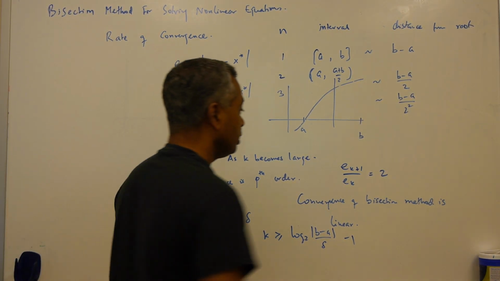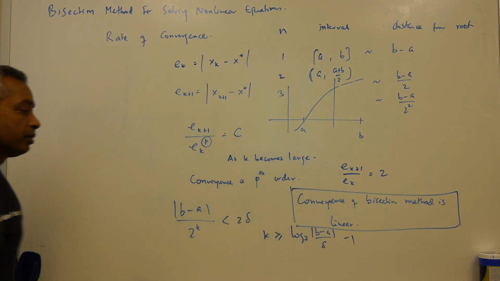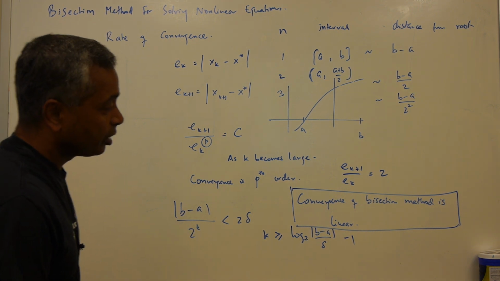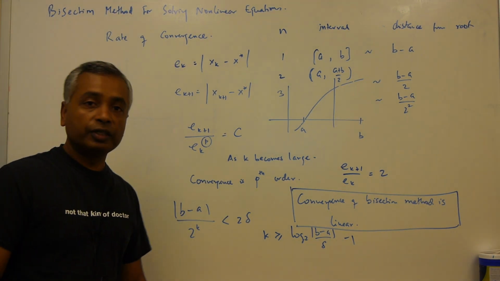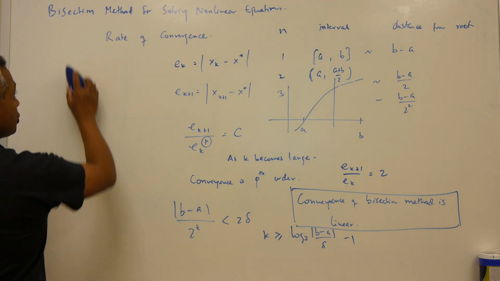So the important thing here is the convergence of the bisection method is linear. This is not a particularly fast convergence. We will see a method soon which has convergence faster than this. Let's look at an example of how this works.